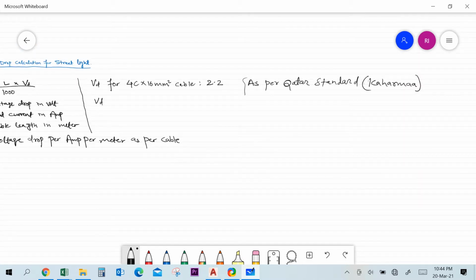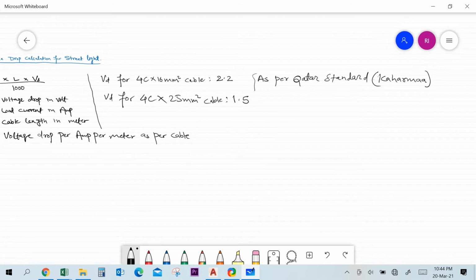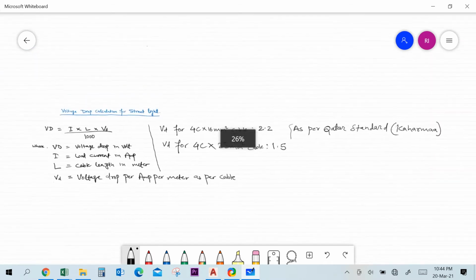Same if we calculate for 25 mm square cable, 4 core 25. So I will write here VD for 4 core 25 mm square cable is 1.5. This is the constant we will use in the formula.